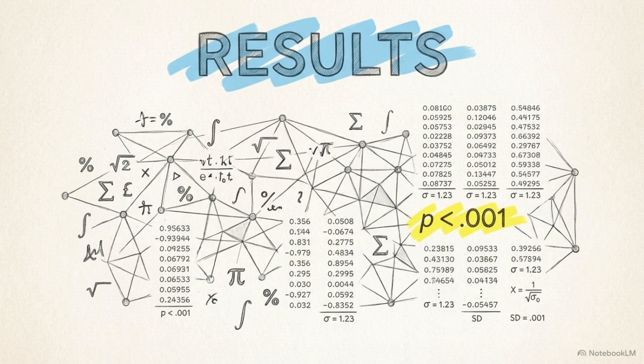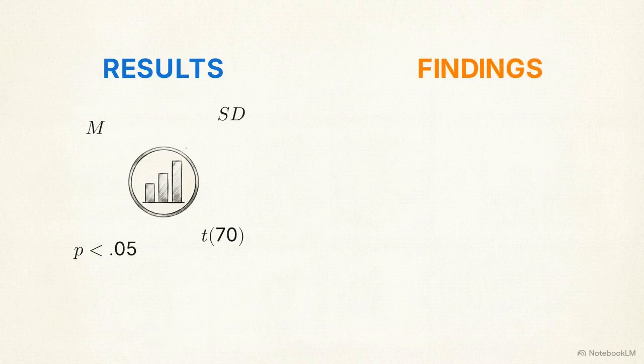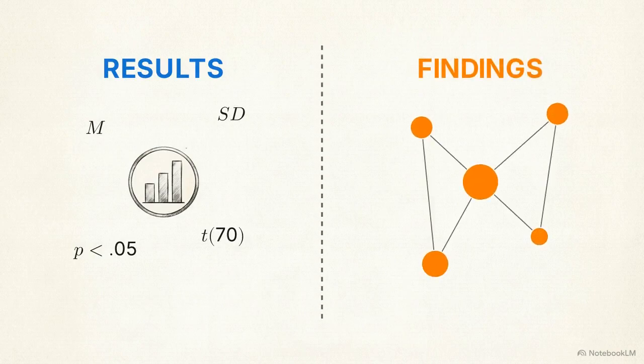Results are the direct, uninterpreted outputs of statistical tests, the means, standard deviations, and p-values produced by your analysis. Findings are the substantive outcomes. This is the interpreted meaning extracted from those numbers, the patterns uncovered in response to your research questions.